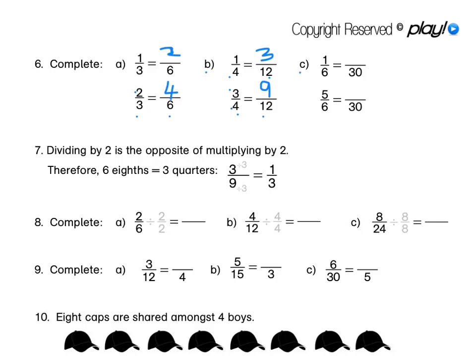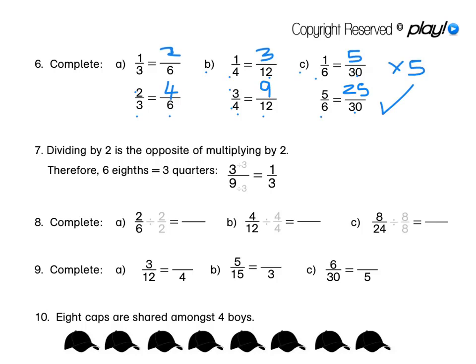For C, from 6 to 30, we've times by 5. So if we times the top by 5, and we get 5. Again, here we times by 5, and 5 times 5 is 25. And there you have your equivalent fractions.